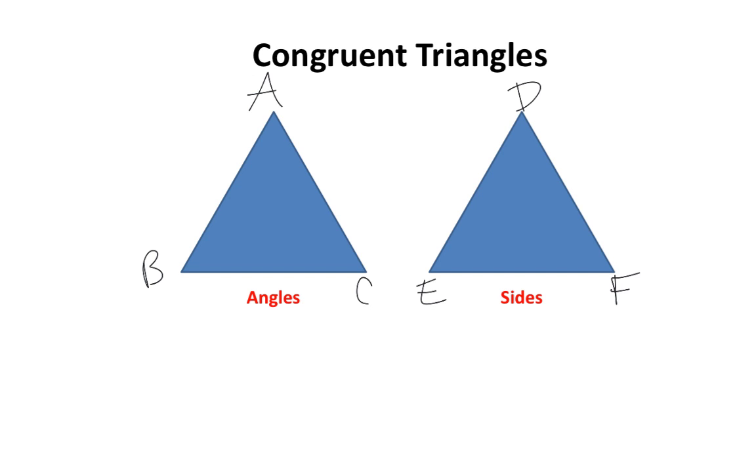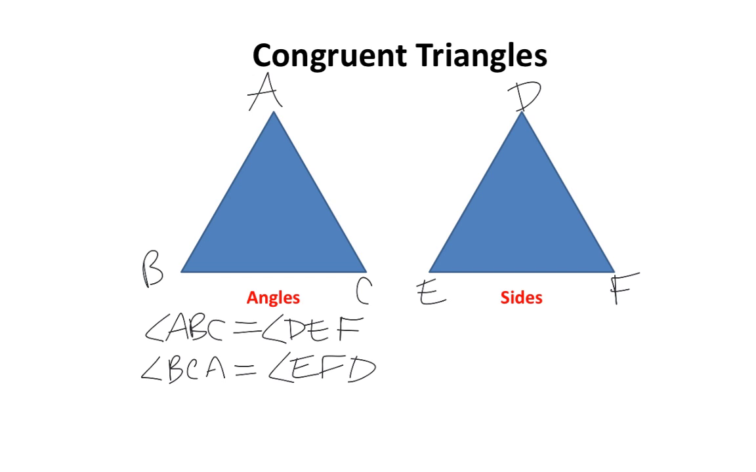Let's represent this mathematically. I would say angle ABC is equal to angle DEF. Next, I would say angle BCA is equal to angle EFD. And last but not least, I would say angle CAB is equal to angle FDE.